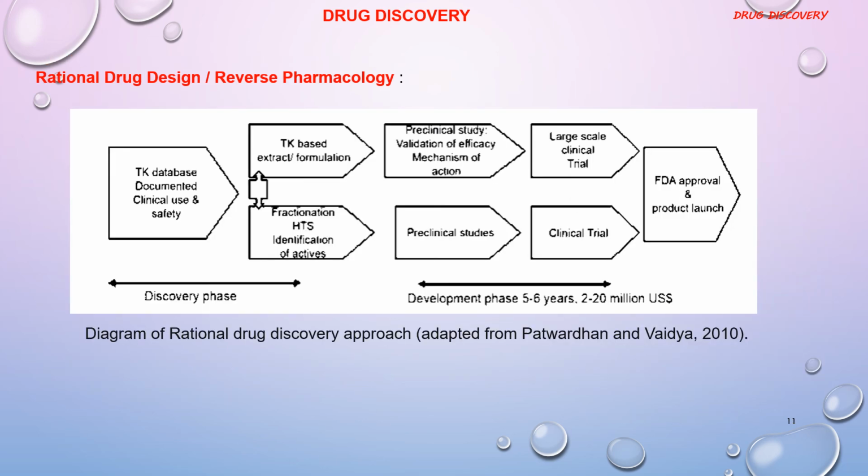The diagram here represents a rational drug discovery approach. We'll study the different methods used in rational drug discovery design in our future sessions. In this method, the discovery process is from clinic to lab. Hence, it is known as reverse pharmacology.